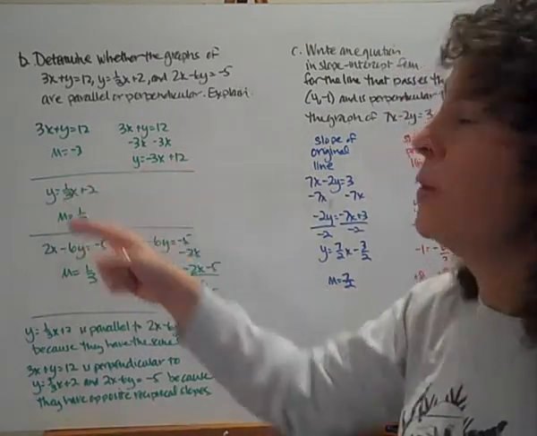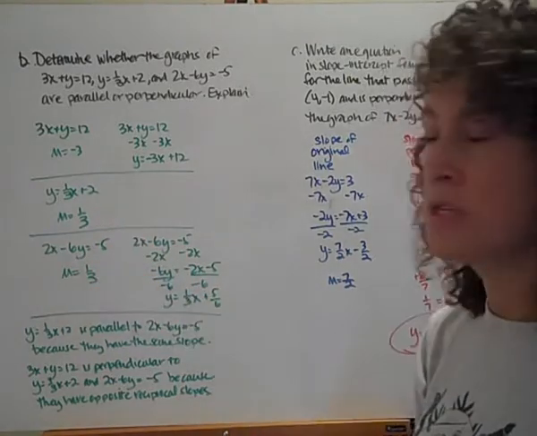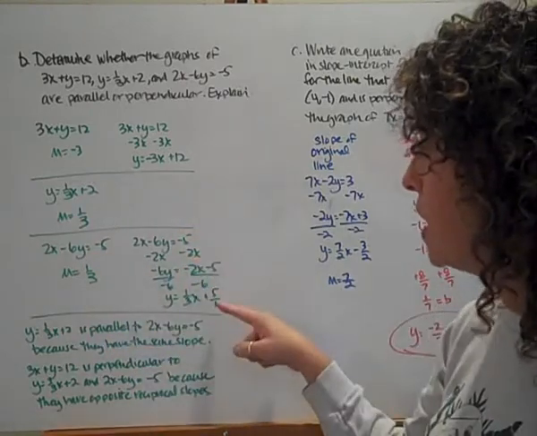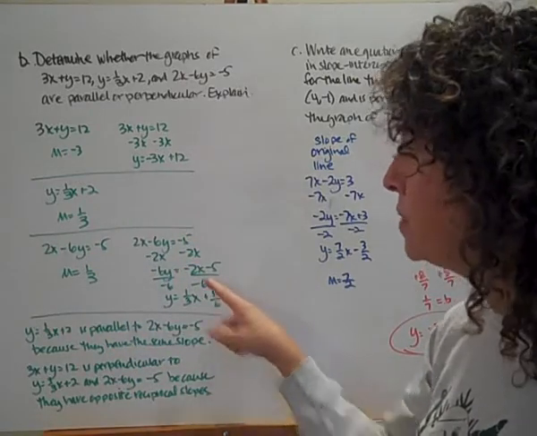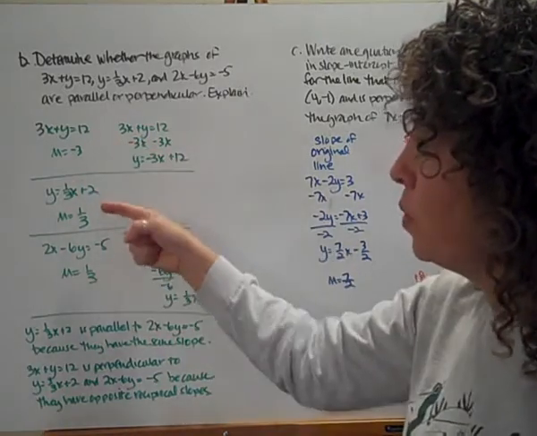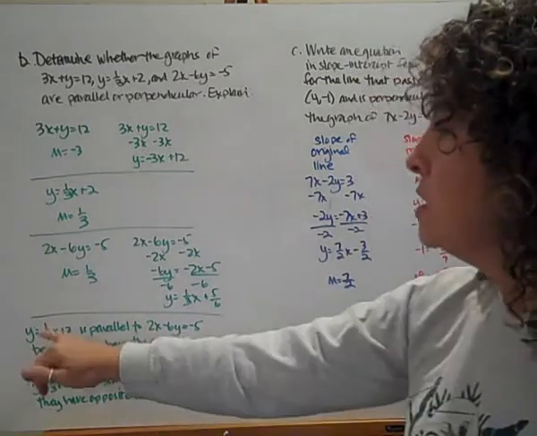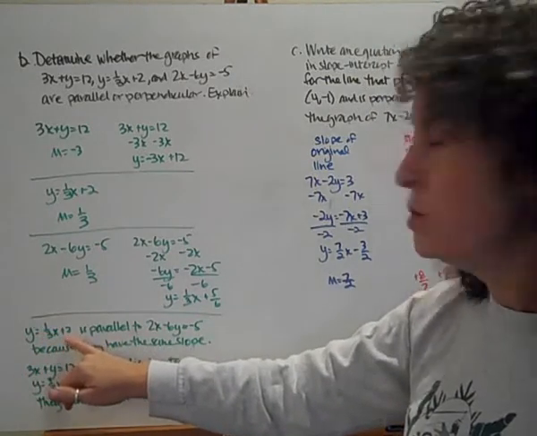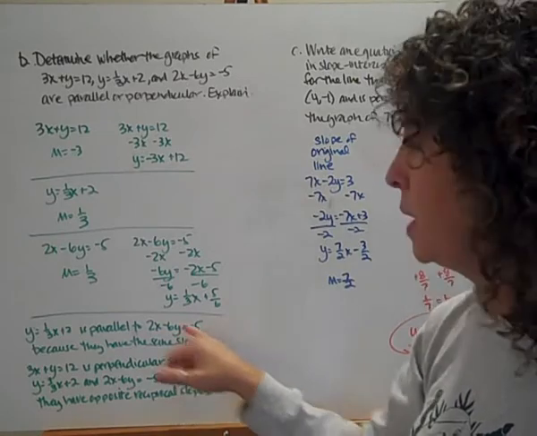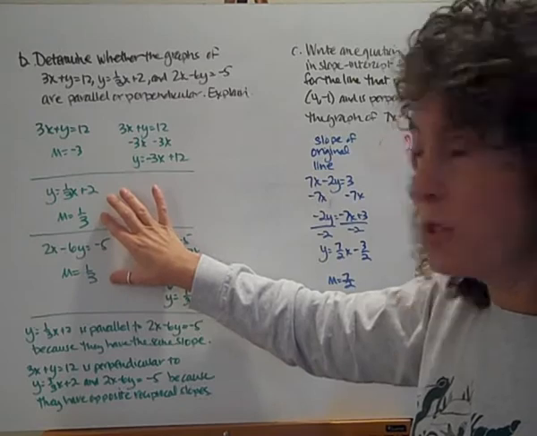So I'm going to pull my slope right out of there. My slope is 1/3. My last equation is again in standard form, so I'm going to have to do a little work to find the slope. I'm going to rewrite it in slope-intercept form, and I come up with a slope of 1/3. So I've got my three slopes here, -3, 1/3, and 1/3. They want to know, are any of these parallel or perpendicular? So I know that y equals 1/3 x plus 2 is parallel to 2x minus 6y equals -5 because they have the same slope. They are parallel to each other.